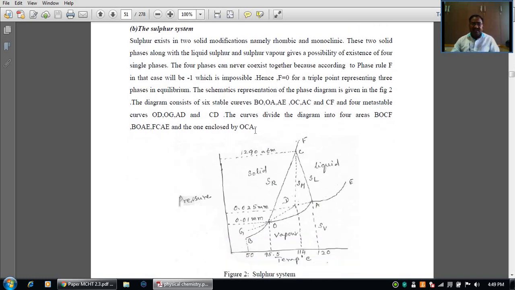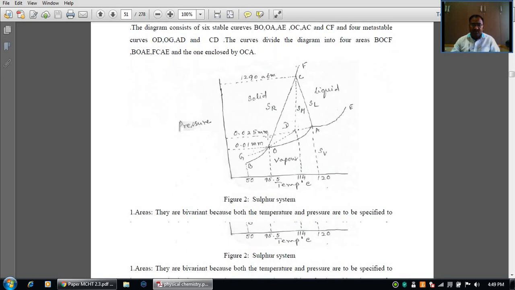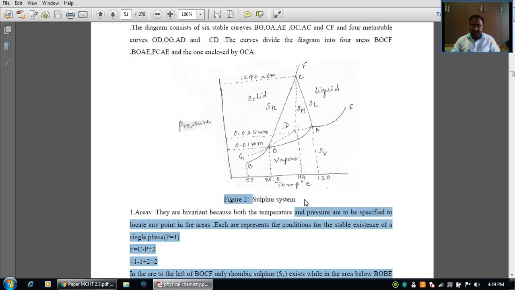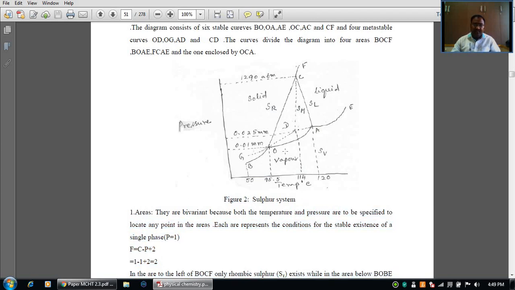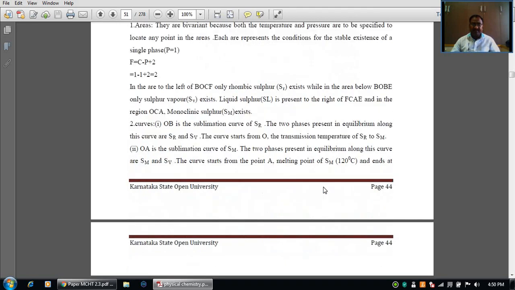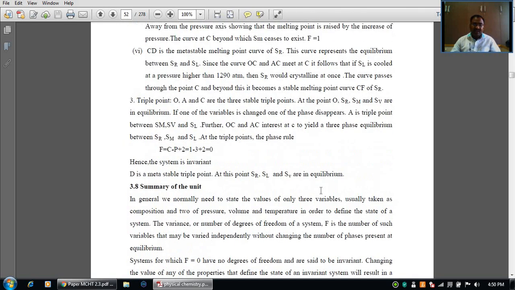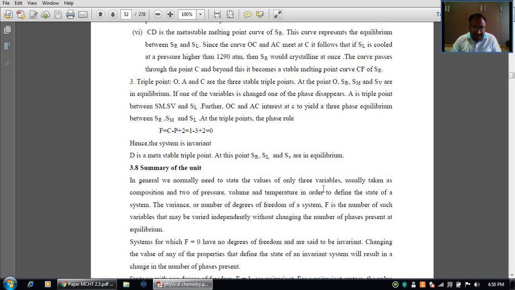In the sulfur system, we also draw the phase diagram, showing what happens at 95.5 degrees Celsius, 50 degrees Celsius, 114 degrees Celsius and 120 degrees Celsius. The sulfur also changes its state between solid, liquid and vapor based on the different temperature. Either they ask the water system or sulfur system for the phase rule.